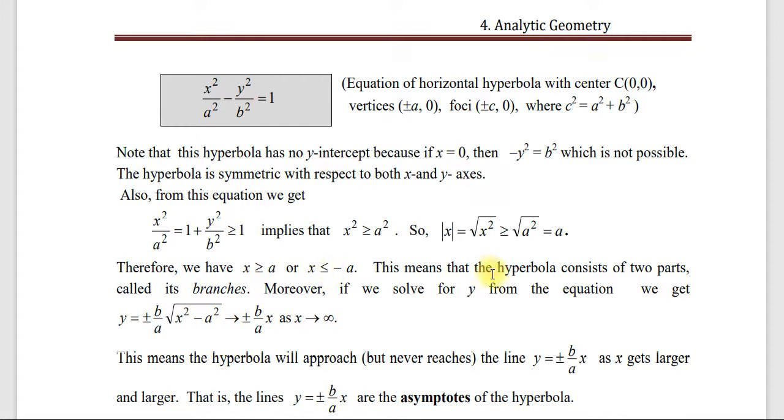This means that the hyperbola consists of two parts. አሁን ተመልከቱ። ለምሳሌ ከዚህ ያገኘነው ከዚህ የወሰድነውን ነገር ይሁት x greater than or equal to a or x less than or equal to minus a ሊሆን ይችላል። እዚህ ጋር የምናወጣው ቫልዩ አሁን ከሩት ሲወጣ የሆነ ቫልዩ ፕላስ ኦር ማይነስ ሆኖ አይደል የሚወጣው። ስለዚህ ፕላስ a ሲሆን greater than or equal a ማይነስ ሲሆን ደግሞ less than or equal to minus a ይሆናል። This means that the hyperbola consists of two parts called its branches እንለዋለን። branches.